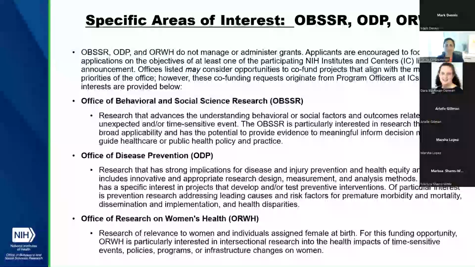Okay, 1 second. So we've got 3 offices that are officially included in this FOA, and I think this is important to mention that NIH offices, we don't manage or administer grants. Applicants are again encouraged to focus your applications on the objectives of at least one of the participating ICs listed in the announcement. Offices listed may consider opportunities to co-fund projects, but these requests really originate within NIH program officers themselves. But anyway, the offices that are officially included in this FOA are OBSSR, the Office of Disease Prevention, ODP, and ORWH, the Office of Research on Women's Health. And there are specific areas of interest that are listed here and also in the FOA as well.